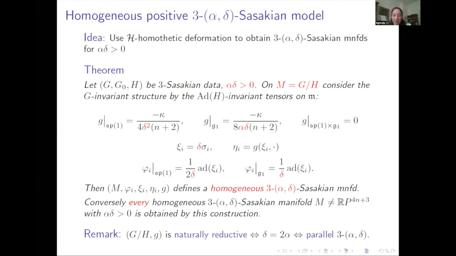You can look at that and then you see quickly, for example, that this is going to be a naturally reductive homogeneous space if and only if delta is equal to 2 alpha, which is fine because we know that, for example, Phi Sasaki is not naturally reductive. And this condition, delta equal to 2 alpha, in fact, we knew before has a geometric interpretation because that was just this parallel case. Okay, so parallel being a property of the connection, whereas naturally reductive being a property of the homogeneous space, in fact, just turns out to be the same. Which from my point of view, just justifies that this is really a good connection, catching the geometric properties of our spaces.